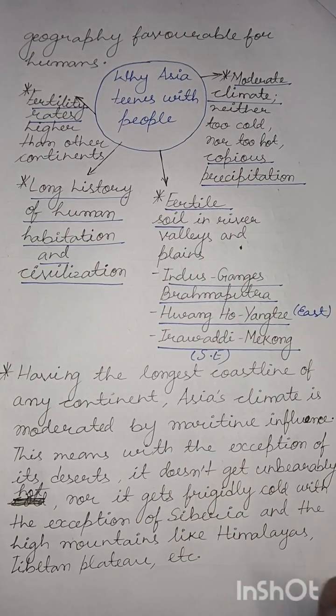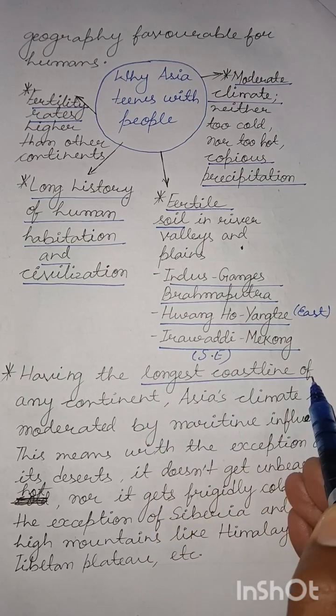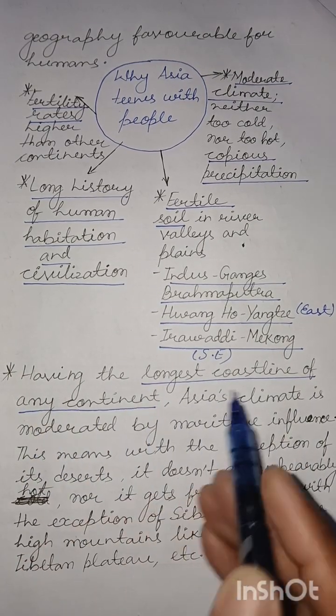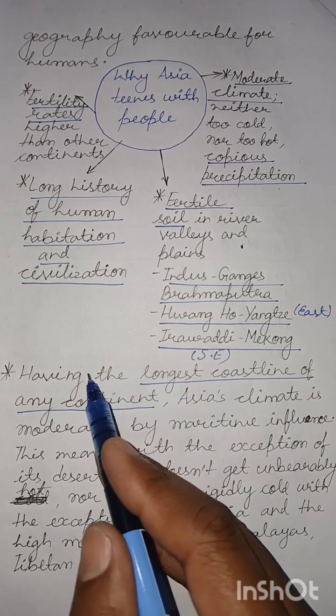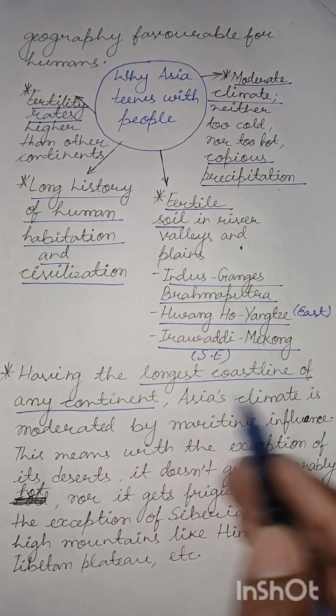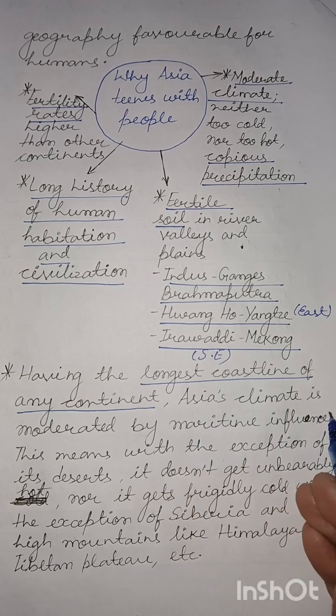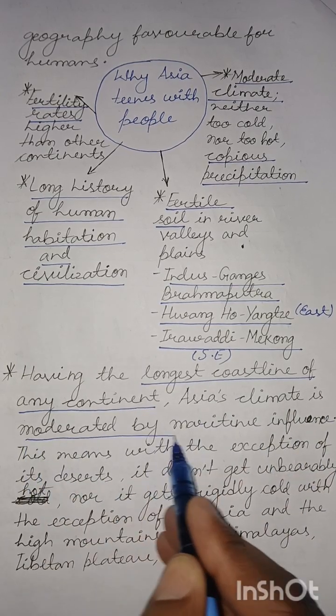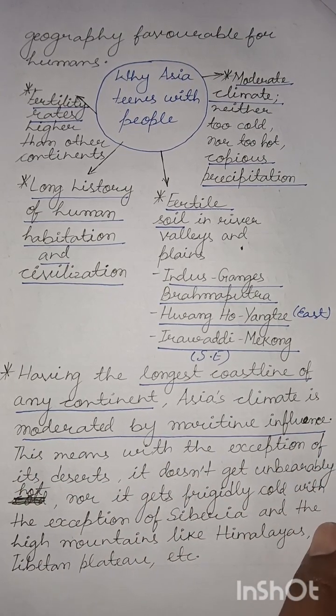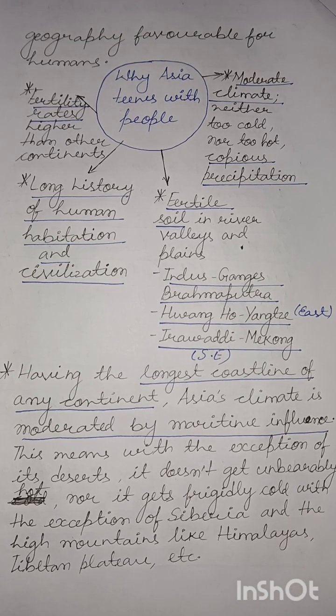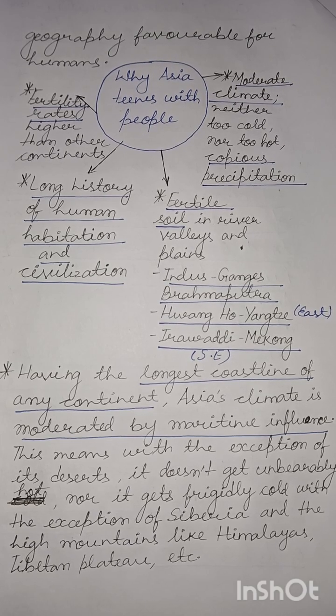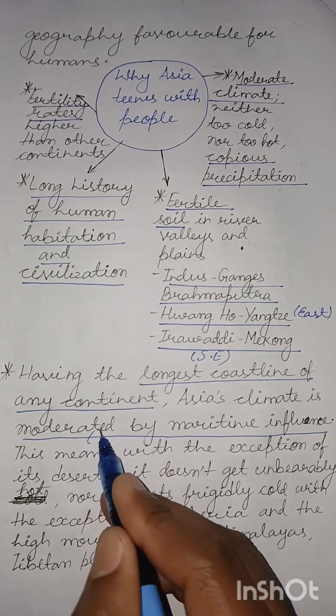Having the longest coastline of any continent, basically we are going into the reason why Asia has a moderate climate. It is due to the fact that Asia has the longest coastline of any continent, and this makes Asia's climate moderated by maritime influence. You might recall from your geography lectures that it is generally the maritime climate which is moderate. It is neither too hot nor too cold. This is because the oceans act as a heat sink.